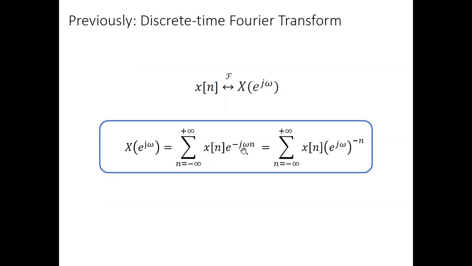So minus omega n can be understood as the phase angle of this complex exponential. So there is a time variable, time index n in the exponent. And we can understand it as the complex exponential e to the j omega to the power minus n. So we have a complex number whose magnitude is 1, because e to the j omega has modulus 1, and its phase angle is omega. Then e to the minus j omega n is like we increase the angle by n times. So this is the discrete time Fourier transform.